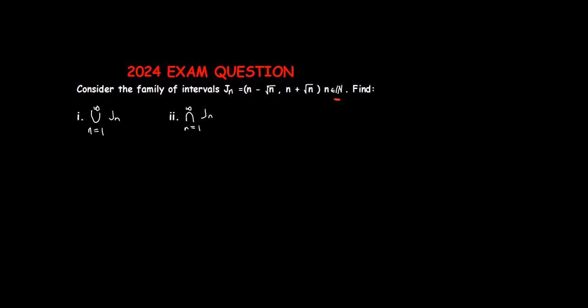So what we have here, we can see where these sets are going. If we say J1 and I replace n with 1, I'll get 1 minus root of 1, comma 1 plus root of 1, like that.